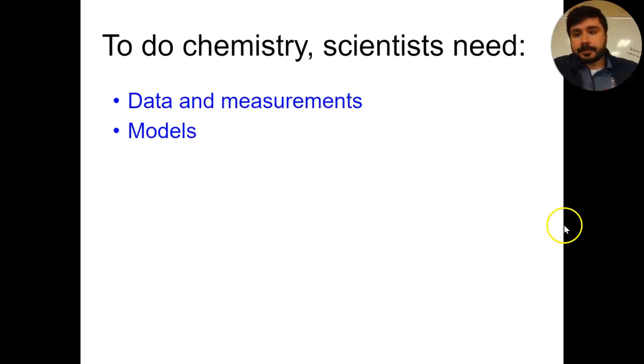So let's start out. Let's just talk a little bit about the background of chemistry and what chemistry is, what scientists do, and how they go about doing their jobs in this field of chemistry. So in order to do chemistry, scientists need a couple of things, right? They need data and measurements, which you guys actually all experienced in lab more recently. And of course, they need models. Now, what do each of those things mean?